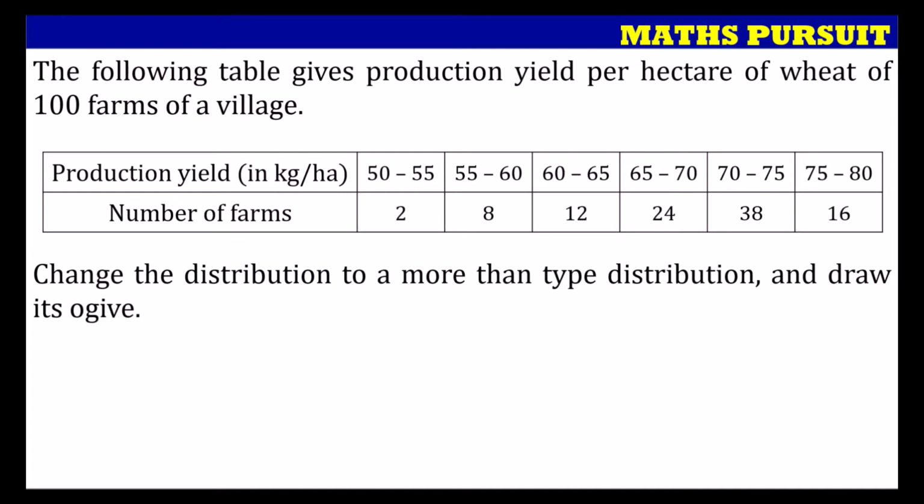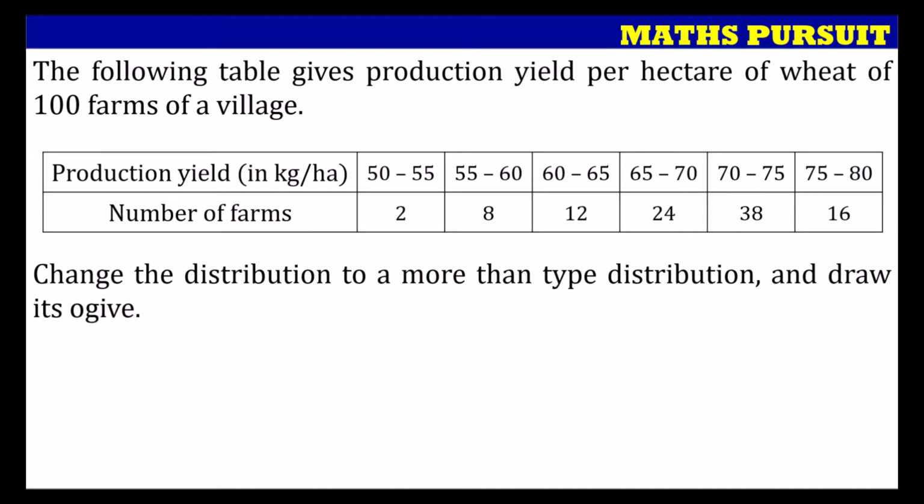Number of farms. When production yield is 50 to 55, number of farms is 2. When it is 55 to 60, number of farms is 8. When it is 60 to 65, number of farms is 12. When it is 65 to 70, number of farms is 24. When it is 70 to 75, number of farms is 38. When it is 75 to 80, number of farms is 16.